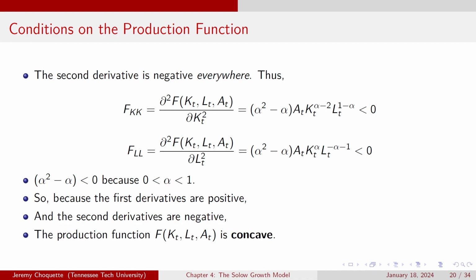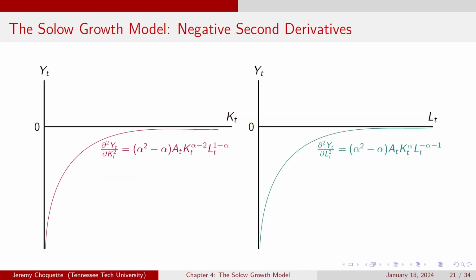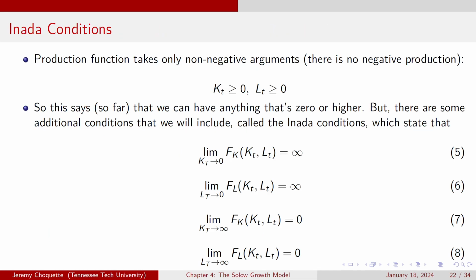If you were to plug in any K or L for the second derivative of this function with respect to capital or labor, you'll see you get a negative value. Because the first derivatives are positive and the second derivatives are negative, this production function is what's known as concave. This is what the second derivative plotted out looks like. You can see it's below 0. So if that function's below 0, then, well, negative second derivative.